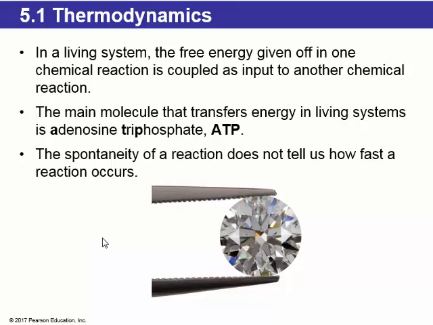One of the reasons we care about delta G is that in biological systems, the free energy that is released in one reaction is often used by another chemical reaction. And this happens in adenosine triphosphate, otherwise known as ATP. ATP is sort of the currency of energy in living systems, and it utilizes the change in free energy from other reactions. And one more time, the spontaneity of a reaction, the sign of delta G, in other words, does not tell us how quickly a reaction will occur.